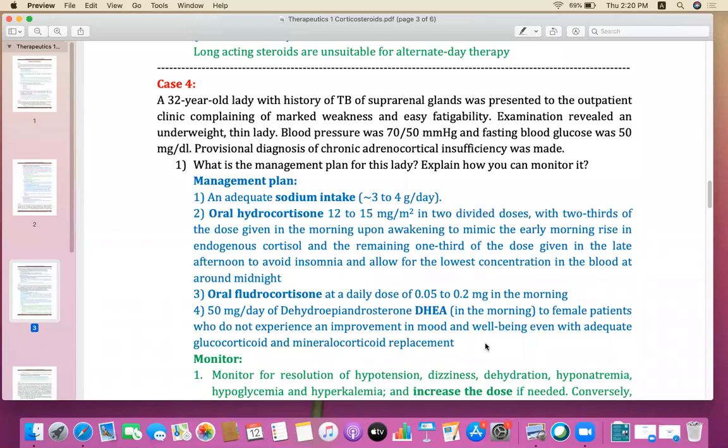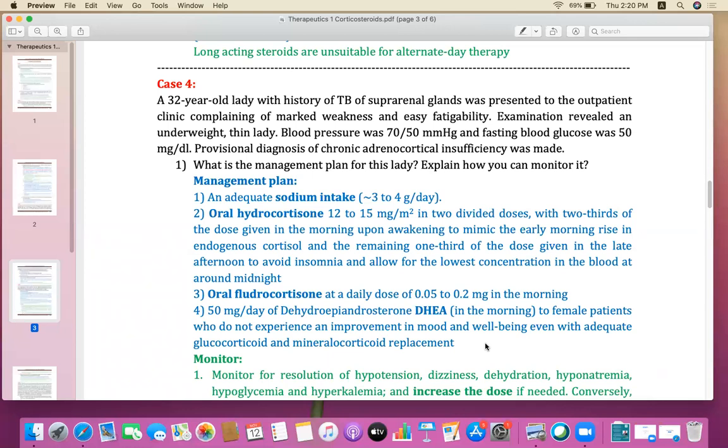And next you can give hydrocortisone, oral fludrocortisone, and as we discussed in the lecture, 50 milligram per day. Dehydroepiandrosterone in the morning should be given for the female patient who does not experience an improvement in the mood and well-being even with the adequate glucocorticoid and mineralocorticoid replacement.